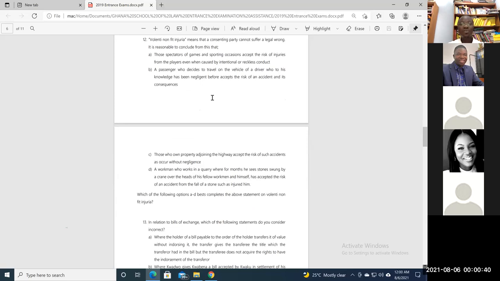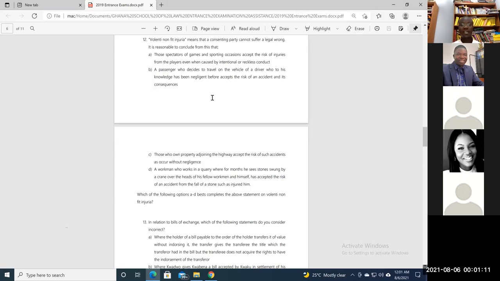It is reasonable to conclude from this that A, those spectators of games and sporting occasions accept the risk of injuries from the players, even when caused by intentional or reckless conduct. The first part, right? Okay, so we flag A. We haven't settled on it as the exact answer, but it is a good candidate.